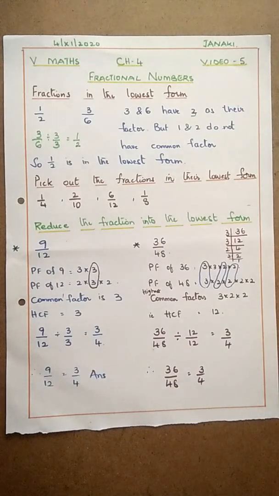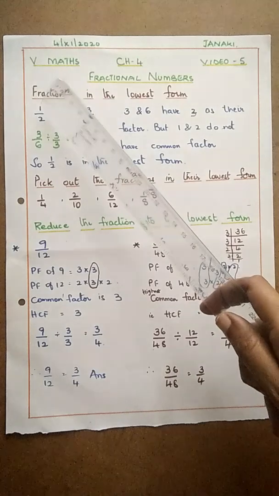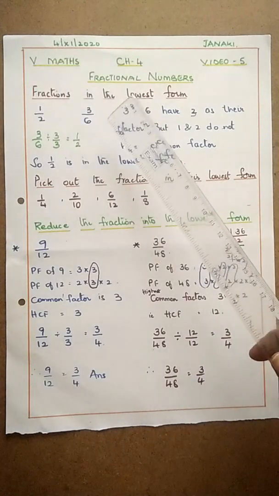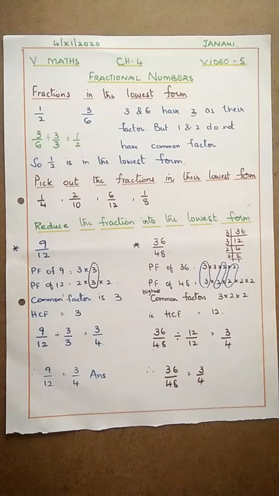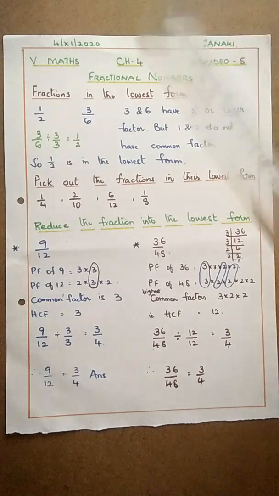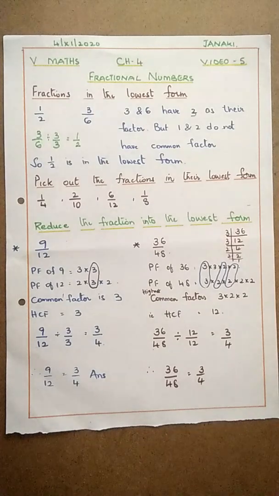Here, 3 by 6 is not in the lowest form because 3 and 6 both have factors and they can be divided by a common factor. But 1 by 2 is already in the lowest form, so it cannot be further divided, isn't it? So, here 1 by 2 is in the simplest form and 3 by 6 is not in the lowest form or simplest form, because both numerator and denominator have a common factor 3.